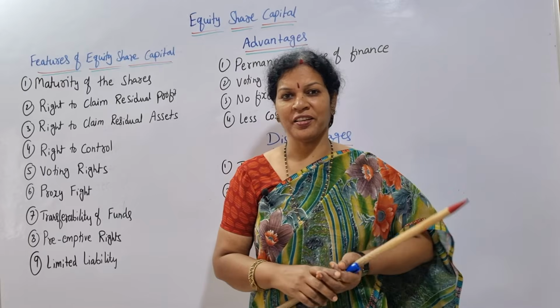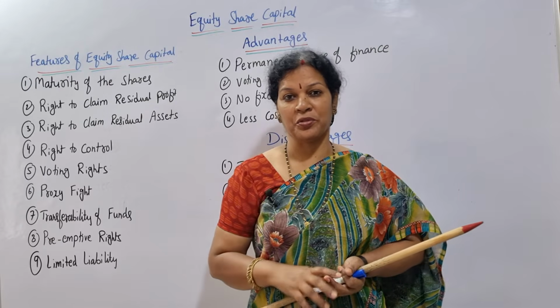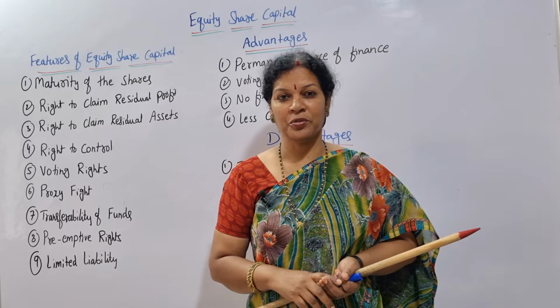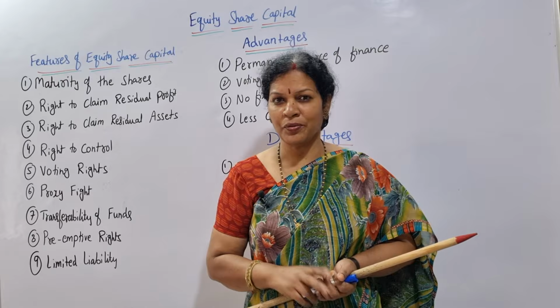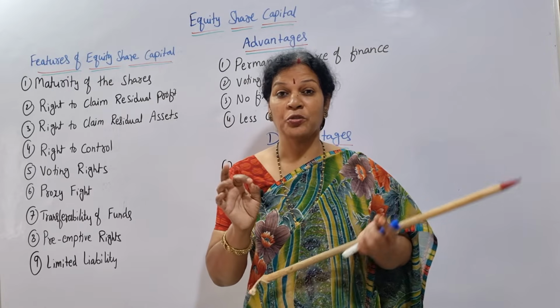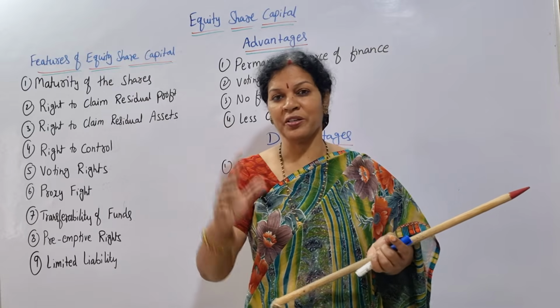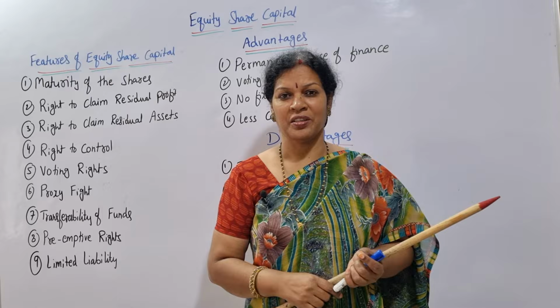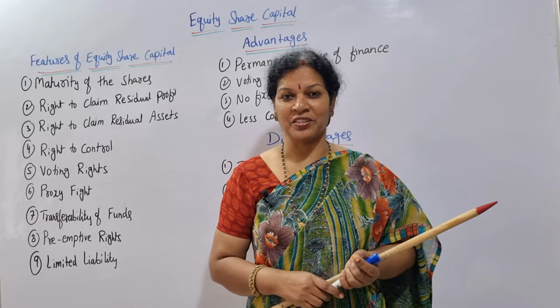In the last class, I gave you an introduction of how to accumulate the long-term sources. In long-term sources, the first source is shares. Shares are of two types: one is equity shares, the other is preference shares. Today we will see in depth about equity shares. You will never forget in your life what equity shares are, in depth. Next class we'll see preference shares.